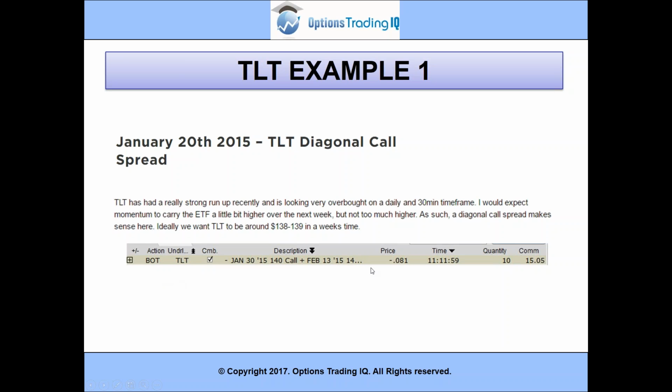Again, I'm buying it, and I'm getting a negative price. So I'm actually receiving money, so I'm getting a credit for making this trade. If TLT tanks, the worst that's going to happen is I just keep that credit. I've made a small amount of money.